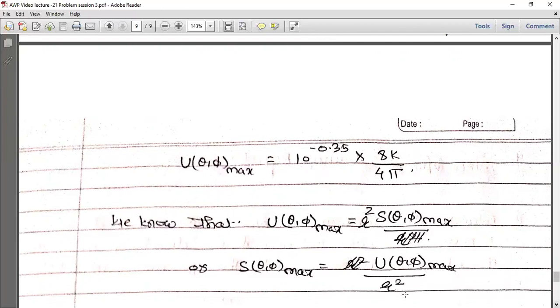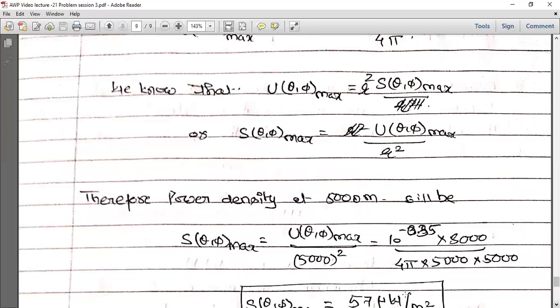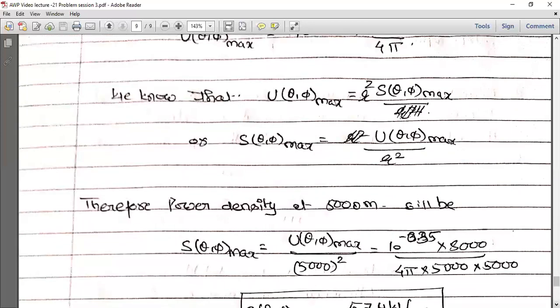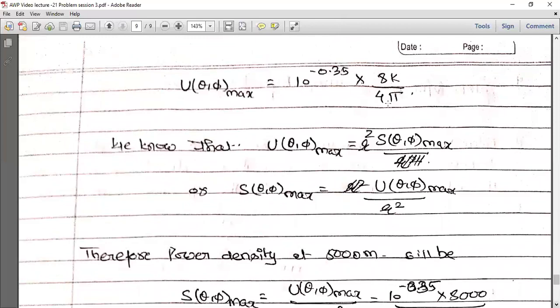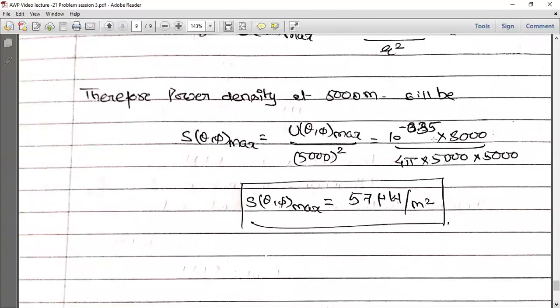At which distance do we have to find it? We have to find the power density at 5000 meter, so we substitute 5000 meter squared at this point. U(θ,φ) max is given by 10^0.35 into 8k upon 4π, and we find that S(θ,φ) max is given by 10^0.35 into 8000 upon 4π into 5000 squared. By simple mathematical calculation, we find that S(θ,φ) max is 57 microwatt per meter square. This is the power density at a distance of 5000 meter, which is equivalent to 5 kilometers.